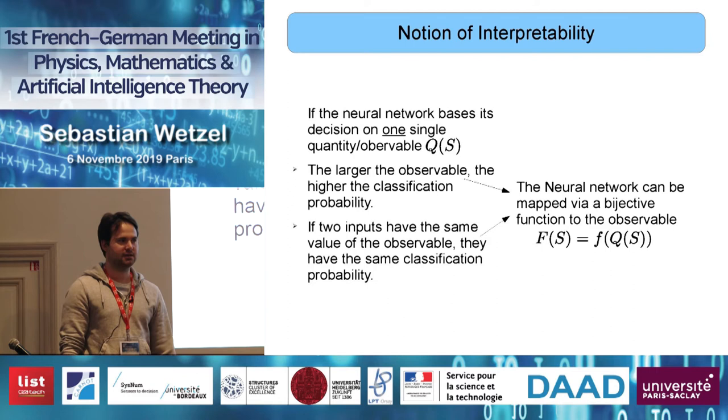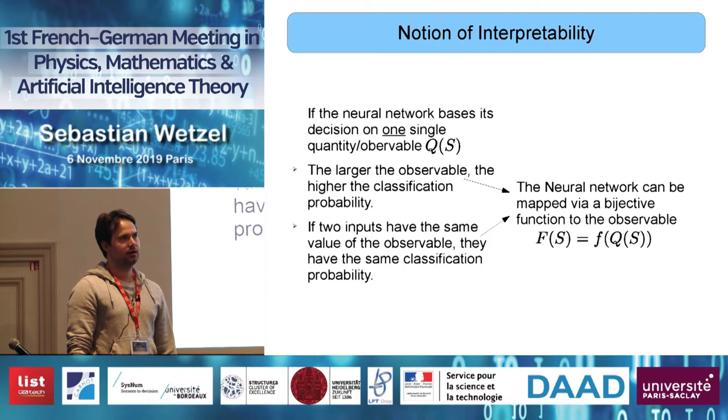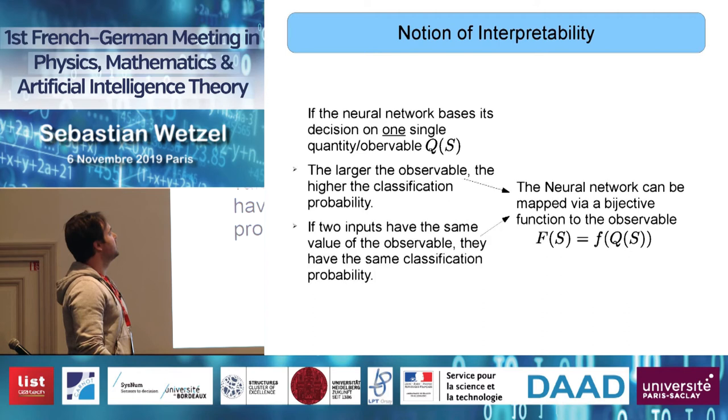That is what led us to think about how we can interpret what a neural network does from a different perspective. Assume that the neural network bases its decision on one single quantity or observable. Then if this observable is bigger, the classification probability gets larger. If it's smaller, the classification probability is reduced. And if two inputs have the same value of this observable, they must have the same classification probability.